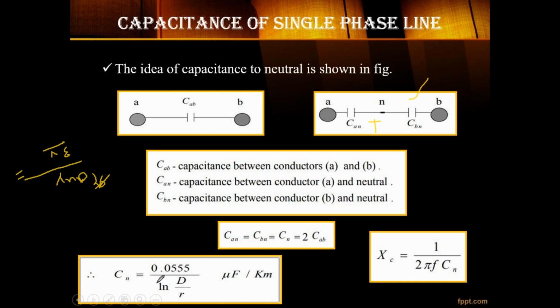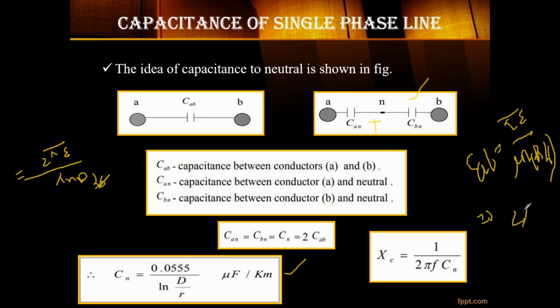Now finally, if you substitute CN, that is 2 CAB, 2 pi epsilon, you will get 0.055 divided by log(D/r) microfarad per kilometer. So this is the formula when we have to find the capacitance value of a conductor with respect to the neutral. CAB equals pi epsilon over ln(D/r), this is the capacitance of two conductors, and 2 pi epsilon divided by ln(D/r) is the capacitance with respect to one phase and neutral point.